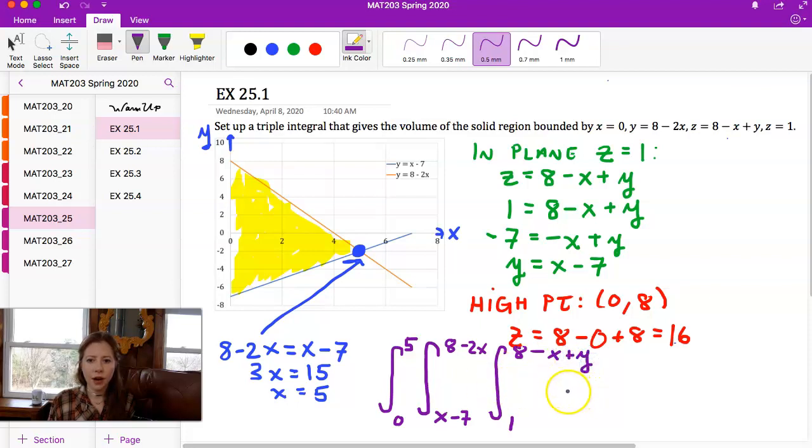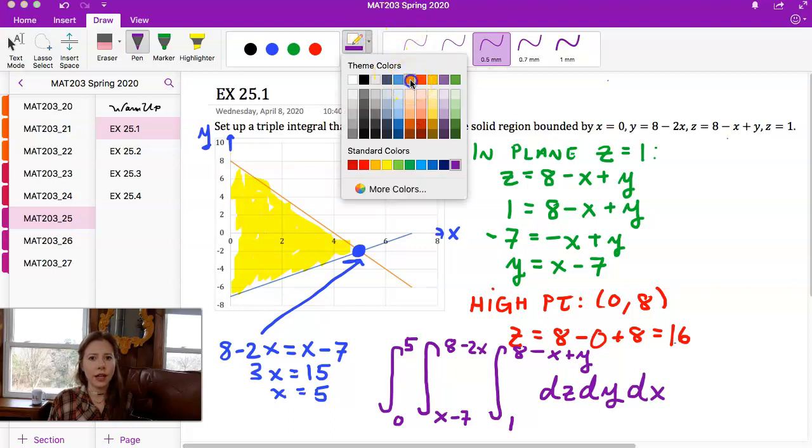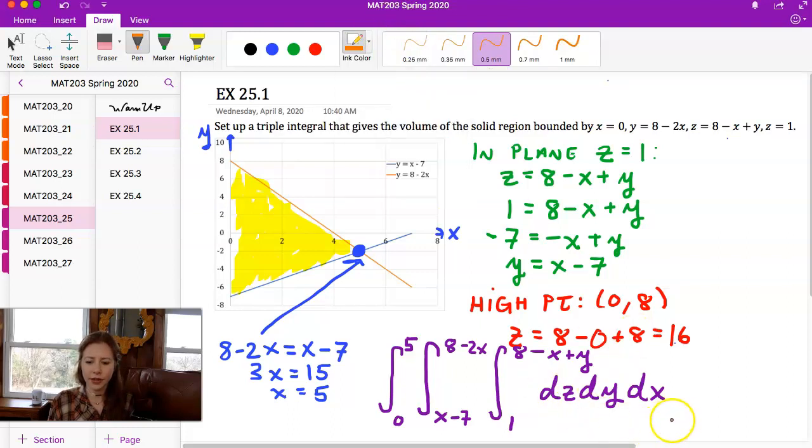All right, and so then our inner integral is dz. Our middle one was dy. And our outer one is dx. Okay, so remember we set it up with bookends. So this outer integral is in terms of x, the middle one is in terms of y, and the inner one is in terms of z. And of course, looking at this, if we piece this together, dz, dy, dx, this is dv.